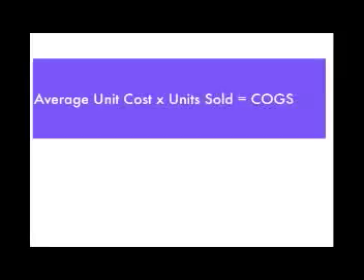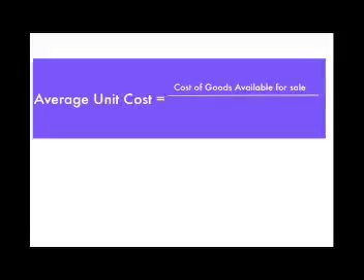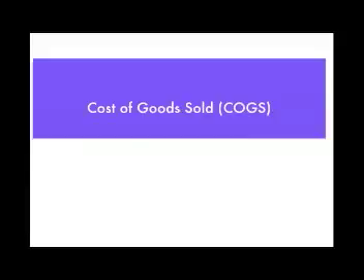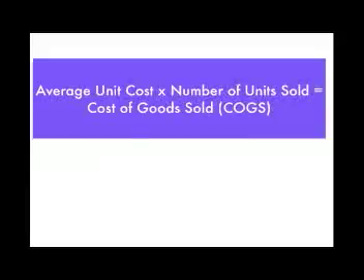To calculate the cost of goods sold, the average unit cost must be calculated first. This involves calculating the cost of all goods available for sale and dividing that figure by the number of units available for sale. To then calculate the cost of goods sold, the average unit cost is then multiplied by the number of goods sold.